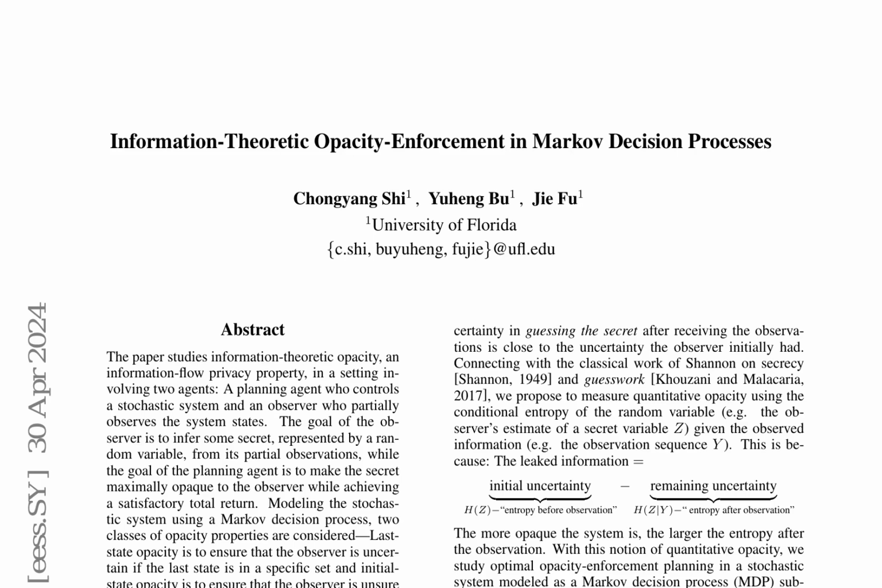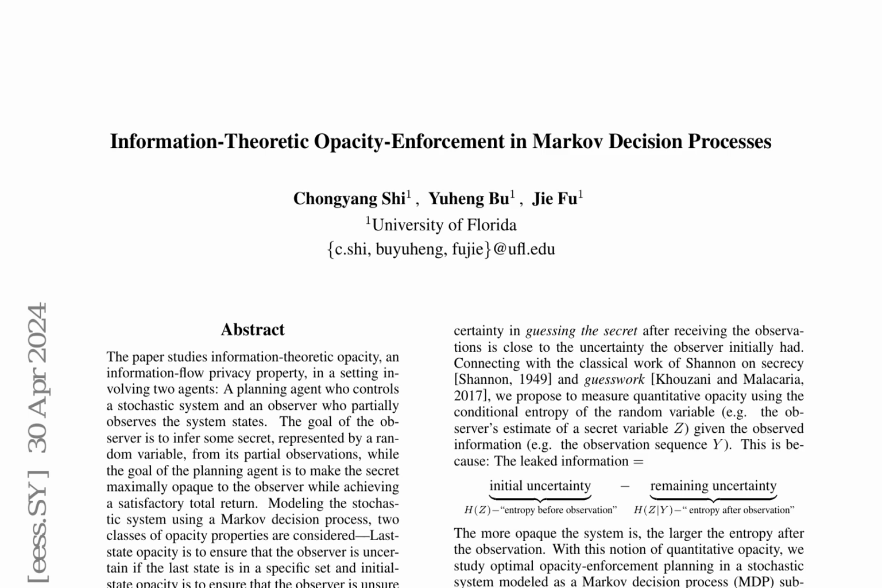This research paper investigates the problem of information-theoretic opacity enforcement in Markov decision processes, focusing on two classes of opacity properties: last state and initial state opacity. The planning agent aims to control a stochastic system while an observer partially observes the system's states, with the goal of inferring some secret represented by a random variable.